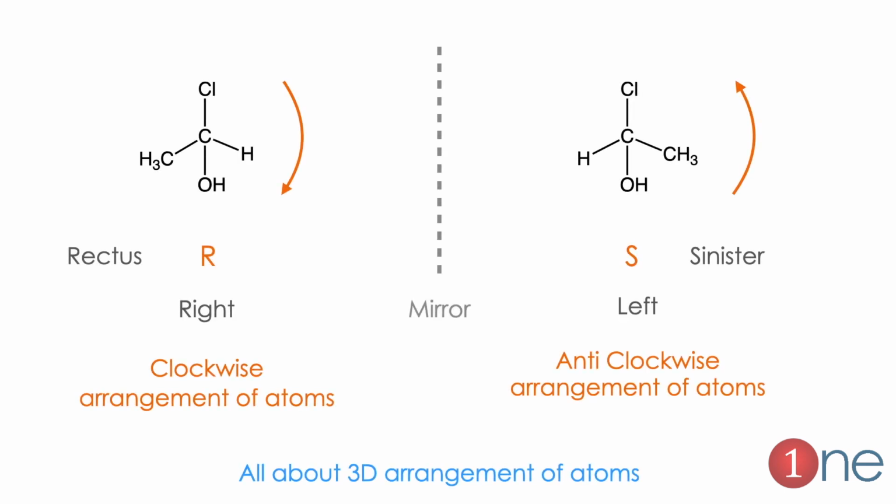The terms R and S come from Latin words. R means rectus, S means sinister. R represents right, S represents left. The meaning of R is that the atoms are arranged in the clockwise position. Similarly, the meaning of S is that the atoms are arranged in the anti-clockwise position. So R and S are all about the arrangement of the atoms. If you know the arrangement, we will know what is R and what is S.